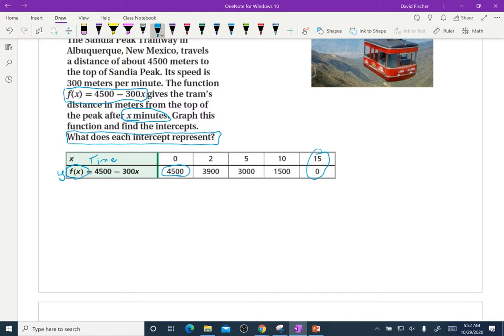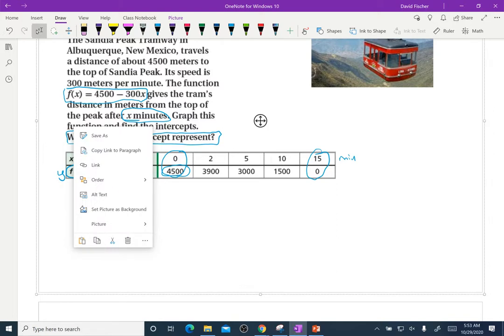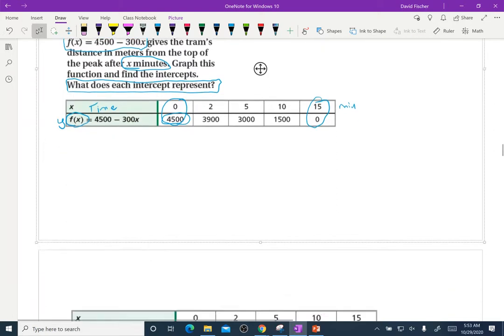I look for this other 0 over here. In 15 minutes, because this is the minutes column, the tram is going to be at 0 feet elevation. So that means it's at the bottom. As I'm looking at this graph, I'm just looking at these two numbers right now. In 0 minutes, I'm at the top of the hill, and then 15 minutes later, I'm at the bottom. So do some studying of your data here so we can make sense of it.